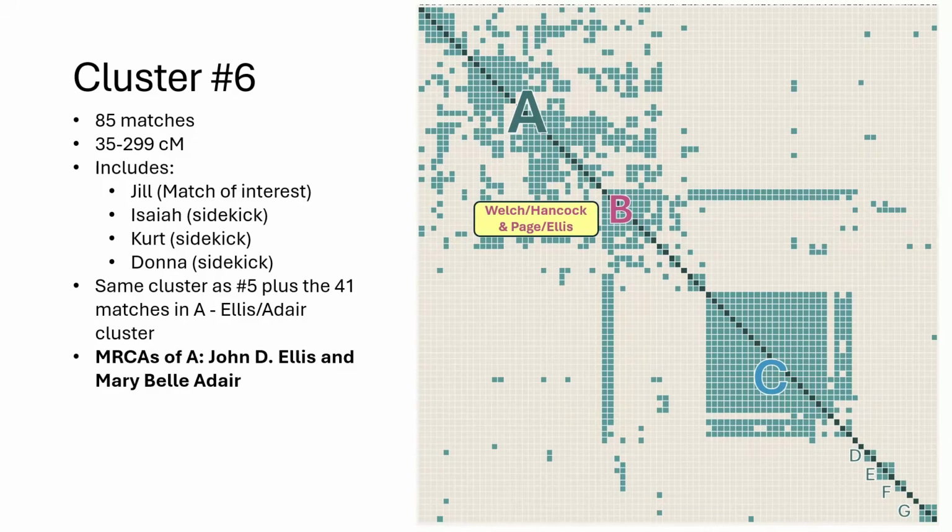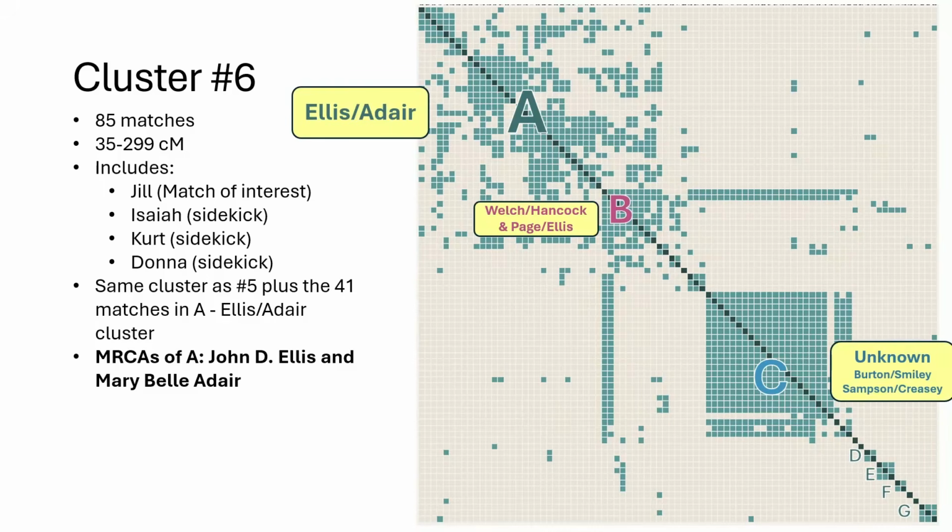I also noticed that this B cluster here is the double cousin cluster of Welch, Hancock, and Page Ellis. And cluster A, I think, is just going further back on the Ellis line. So Ellis Adair, and a lot of those matches who descend from John Ellis and Mary Adair also match with the descendants of Page and Ellis that are in cluster B. And then I found this cluster C here that was again in cluster 5. I couldn't identify a common ancestor, but it's probably further back, that colonial segment that goes further back.